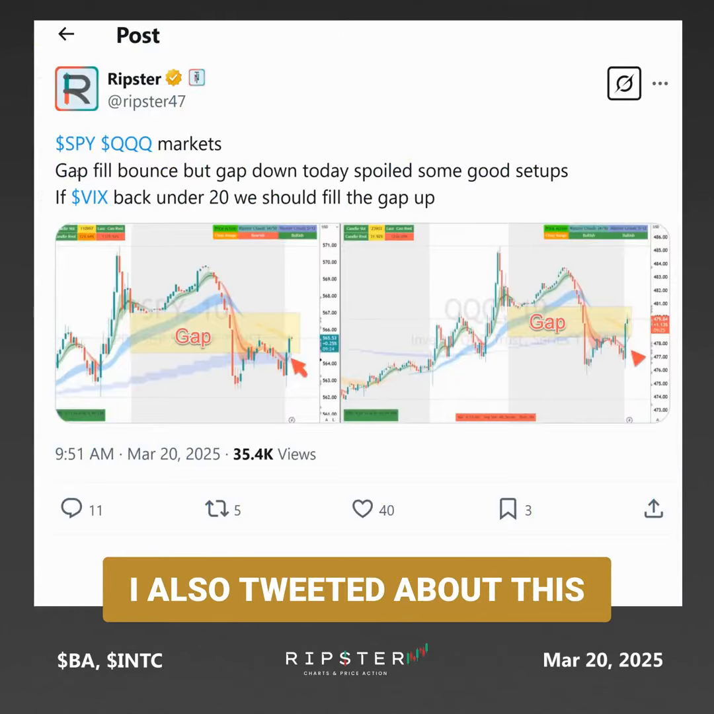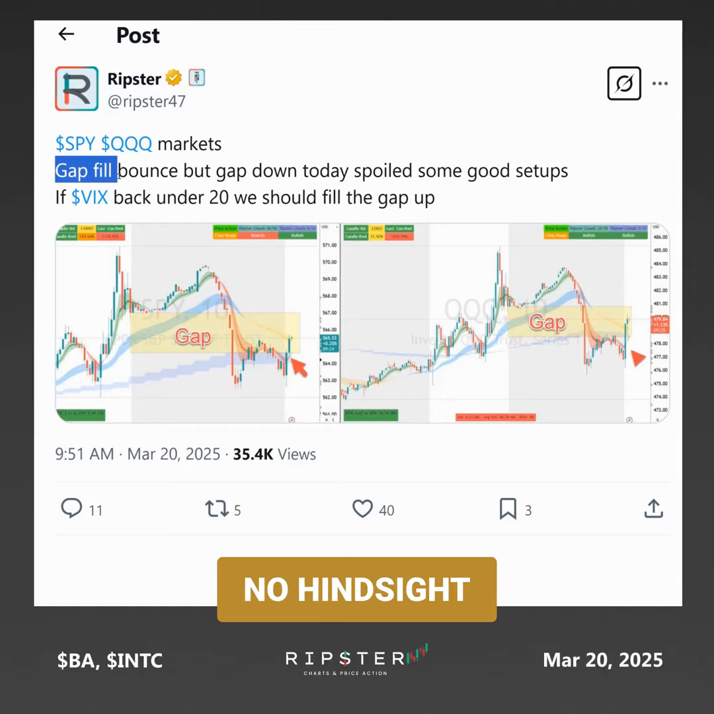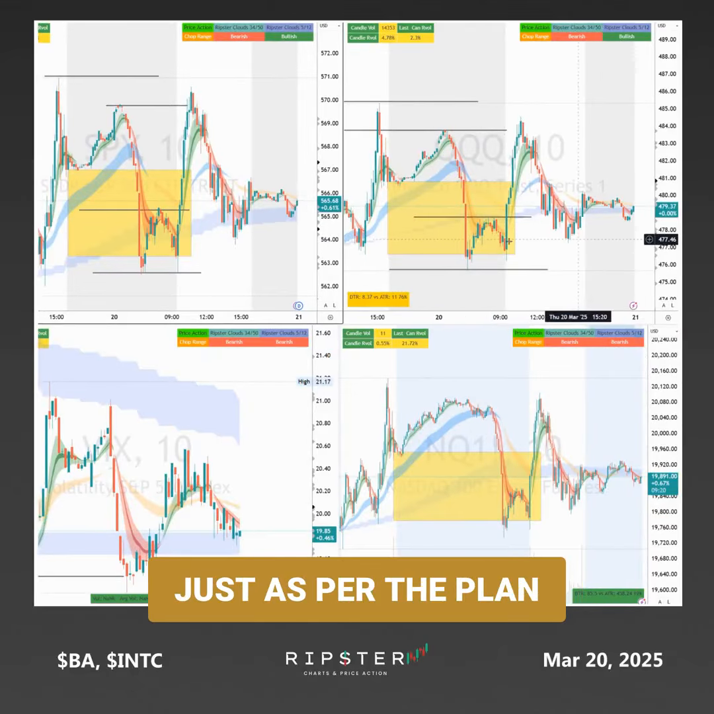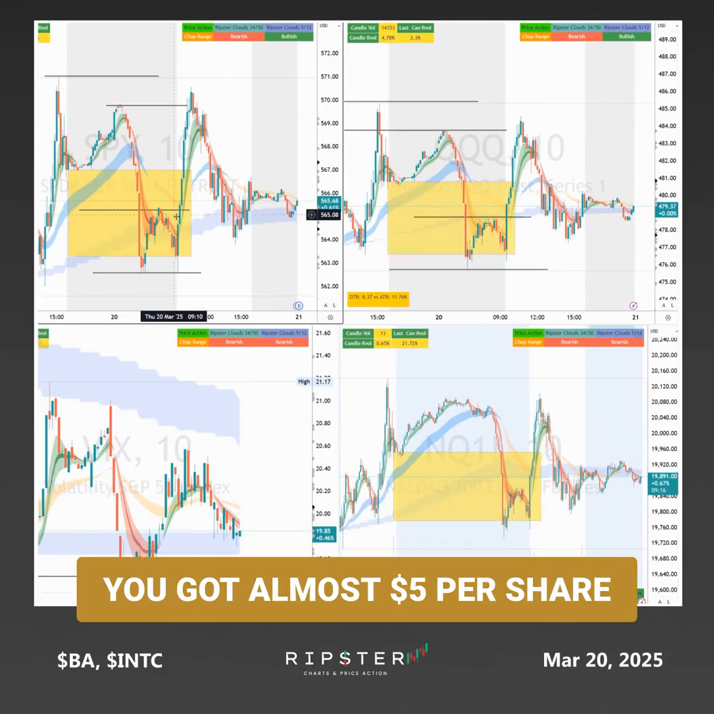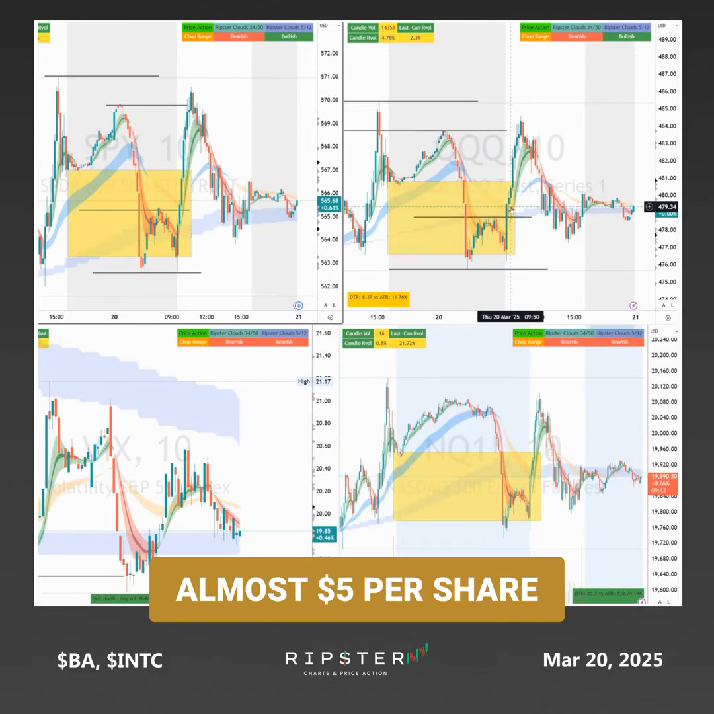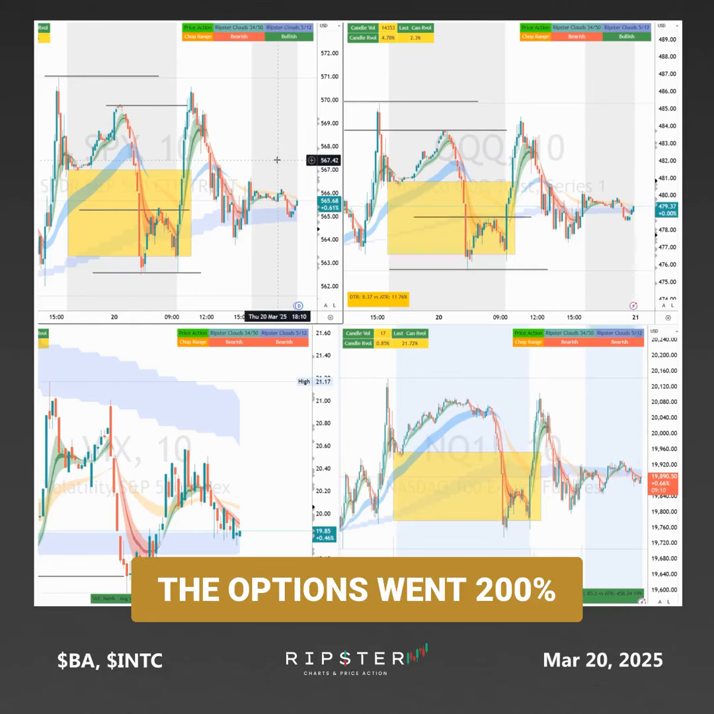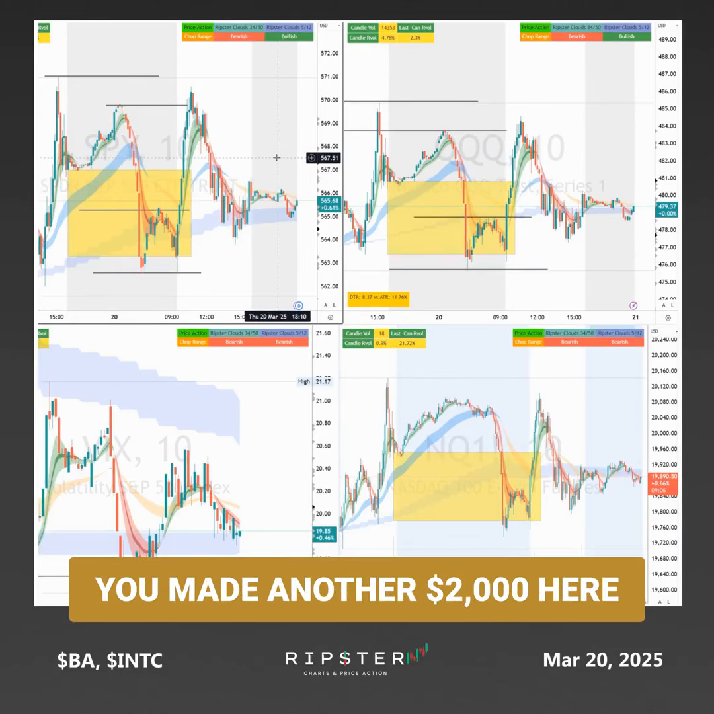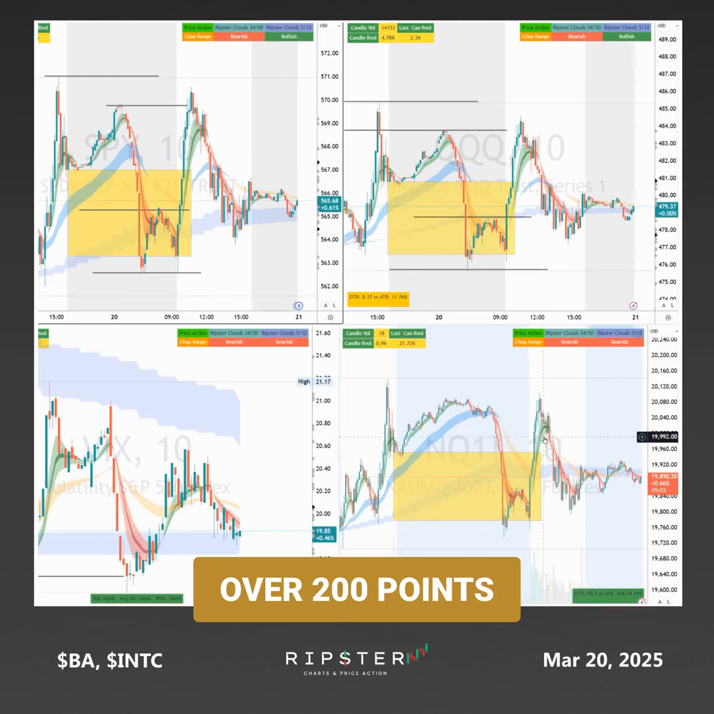And as you see there, I also tweeted about this, the plan exactly, no hindsight: that gap fill bounce, VIX fills at 20, we should fill the gap, and we did fill the gap just as per the plan. And with this gap fill, you got almost $5 per share on SPY, almost $5 per share on QQQs. The options went 200% on SPY. So if you traded with $1,000, you made another $2,000 here. And Nasdaq futures gave you over 200 points.